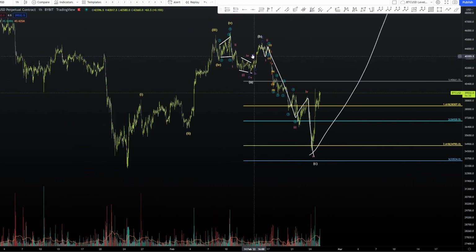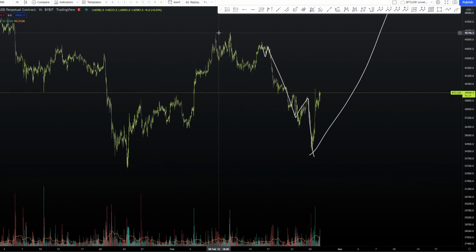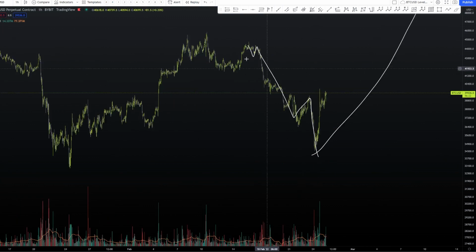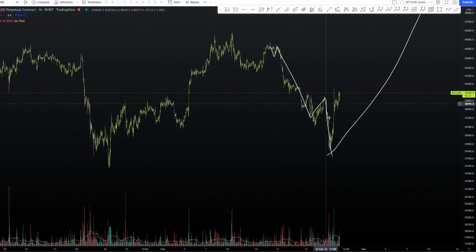That's more typical of a wave 3, in which case this would be a 1, 2, 3, as opposed to this being a wave C. So that's something we need to pay attention to and watch out for, that this is an ABC and this is a 1, 2, 3, or this is all a 1, 2, 3, 4, 5.